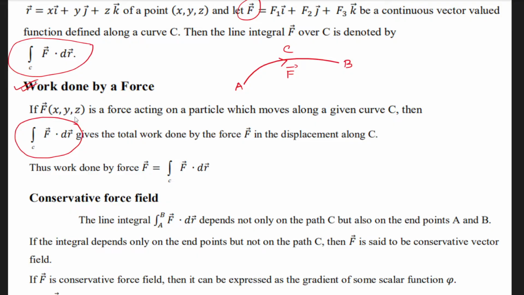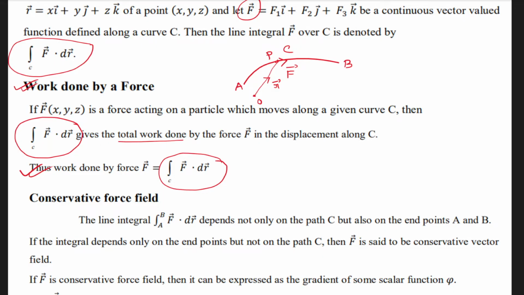So if f bar is a force acting on a particle which moves, suppose there is some origin O and this is r bar, and this point is P. If f bar is a force acting on a particle which moves along a curve, the particle is on the curve, then integration f bar dot dr bar gives the total work done by the force f bar in the displacement along C. Thus work done by force f bar is written like this: integration over C f bar dot dr bar. So line integral and work done is almost the same.